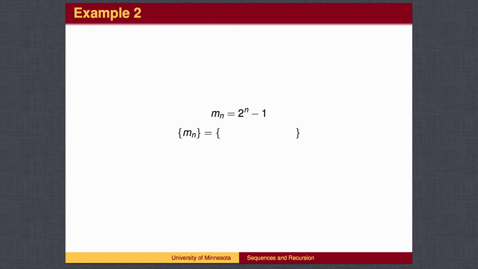Here's another example using an explicit definition. To find the first term, m sub 1, we plug 1 into the formula. 2 to the first power minus 1 equals 1. Plugging in 2, we get 2 squared minus 1, which is 3. Plugging in 3, we get 2 cubed minus 1, which is 7. Continuing on, we get 15 as the fourth term, and 31 as the fifth.